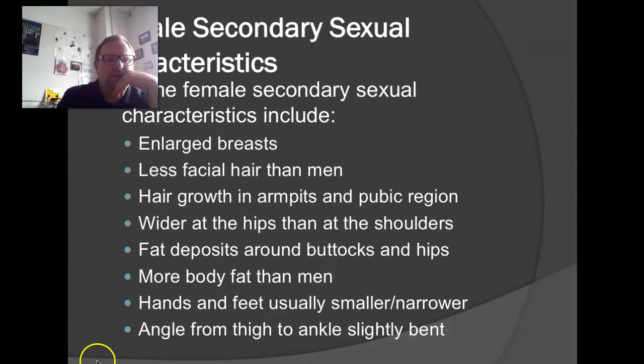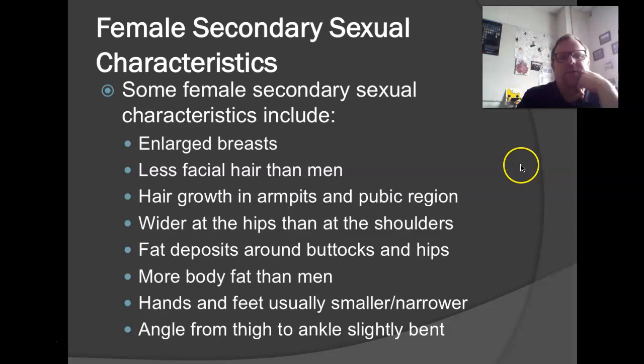Just as we did with the male reproductive system, I wanted to spend just a few minutes talking about the female secondary sexual characteristics in comparison to males. Remember, these are characteristics that are associated in males with the release of testosterone, and they're characteristics that are secondary, meaning they've developed after the onset of puberty. They are not present when one is born.